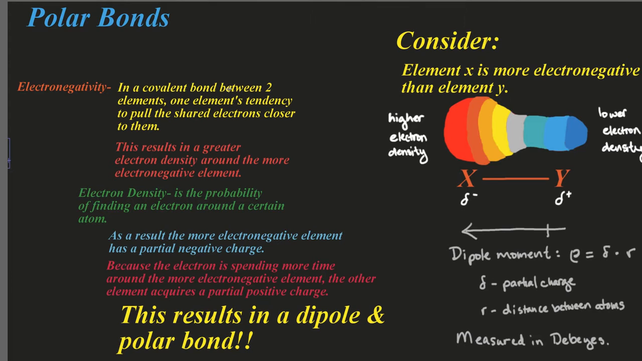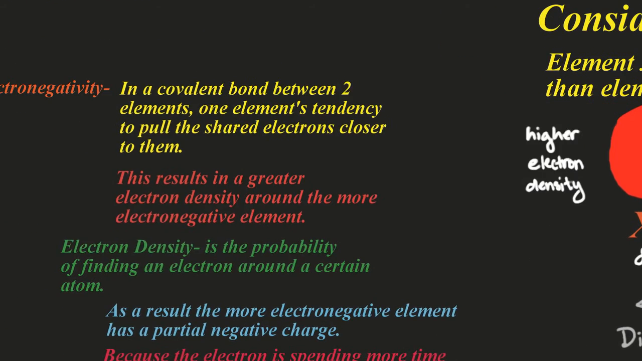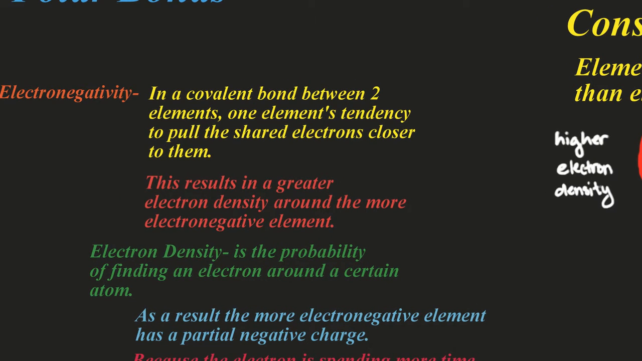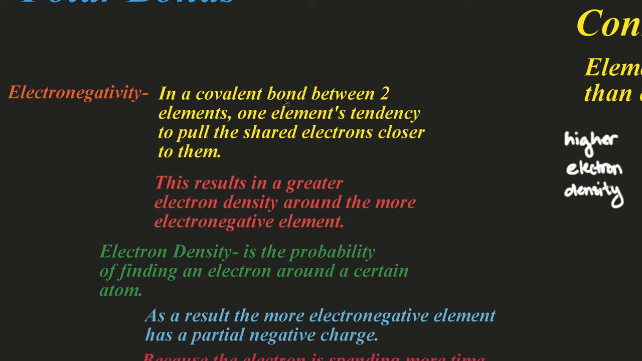Today we're going to be looking at the concept of polar bonds. So what we have to remember is the concept of electronegativity. What is electronegativity? Well, in a covalent bond, you have two elements that share electrons. One element will tend to pull the electrons around it more than the other element. This will result in a greater electron density around the more electronegative element.